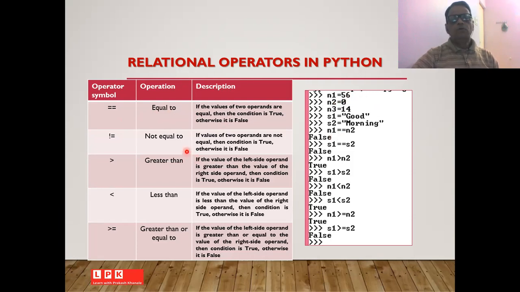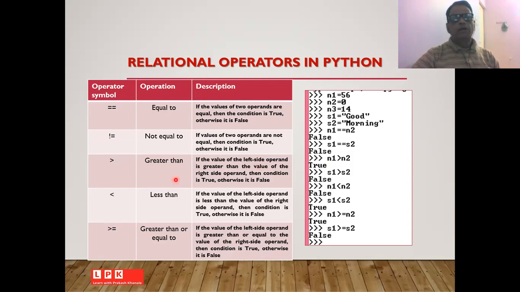Not equal to is another operator which will return us a true if the values of the operands are not equal, and otherwise it will return us a false. So if I check for the n1 not equal to n2, then it will return me a true value.